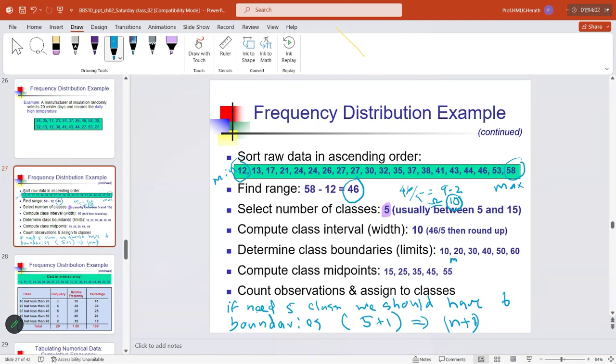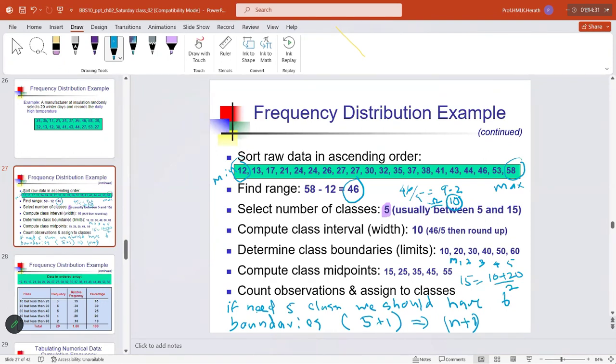First midpoint, second midpoint, third midpoint, fourth and fifth. We have 5 midpoints. So the first midpoint is 15, which is 10 plus 20 divided by 2, right? The second is 25, then 35, 45, and 55. So these are the class midpoints.